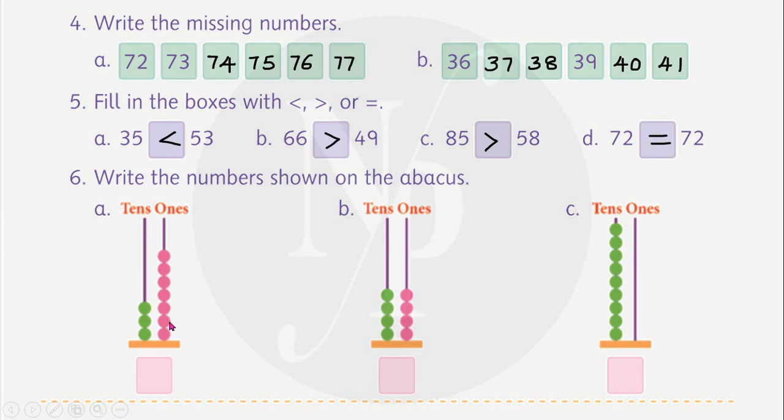A. So let us count the number of beads on tens rod here. There are 1, 2, 3 beads, and on ones rod 1, 2, 3, 4, 5, 6, 7 beads are there. So 3 tens and 7 ones. Therefore, the number represented by this abacus is 37. Let us write 37 in this box. 3, 7. Similarly here we have 1, 2, 3, 4 beads on both rods. We will write 44.